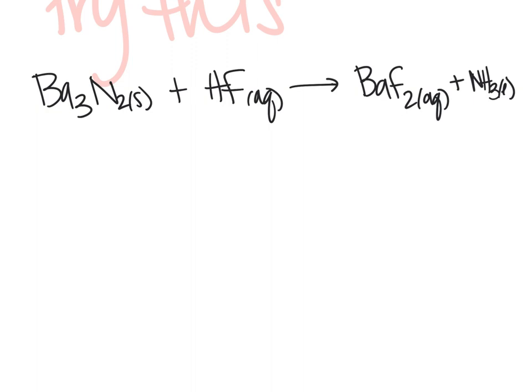Welcome back. Hopefully you used our plan of attack, where you looked at what elements were present on the reactant side and compared them to what we see on the product side, and then balanced your chemical equation. So first, what do we have? We have barium, nitrogen, hydrogen, and fluorine.